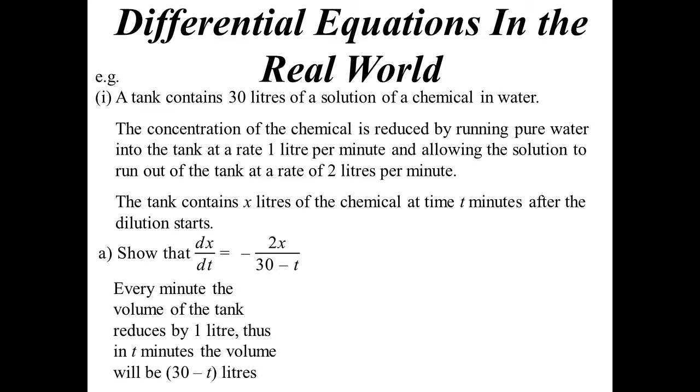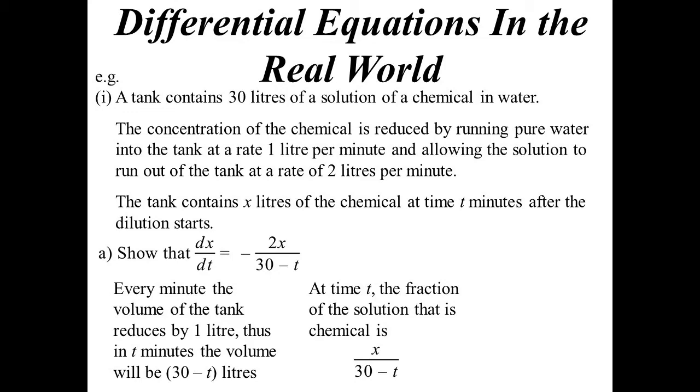We know every minute the volume of the tank is reducing by 1 litre per minute, because 1 litre is going in and 2 litres are going out. So overall, 1 litre. So we know the volume at any point in time would be the initial volume, 30, minus T litres, because it's 1 litre every minute. Now, at any particular time, we're going to have X litres, so X out of the 30 minus T litres will be the fraction of the chemical in our solution.